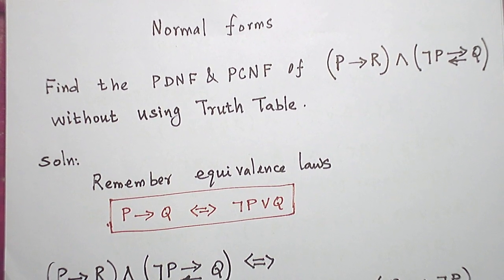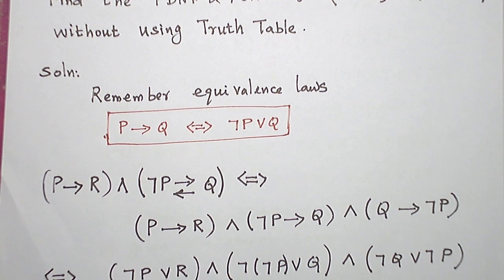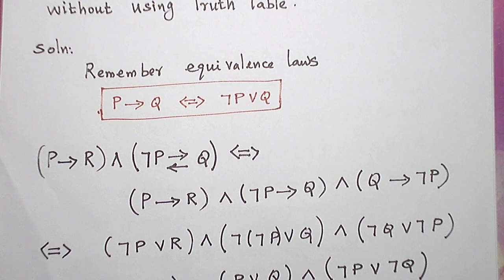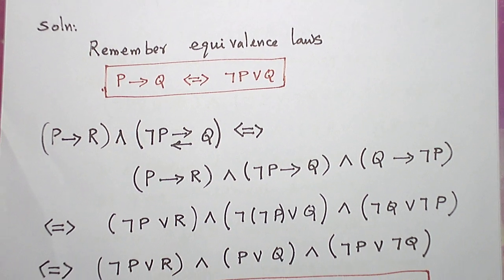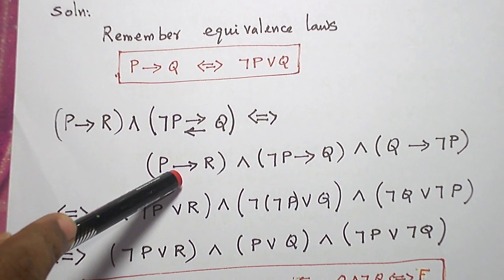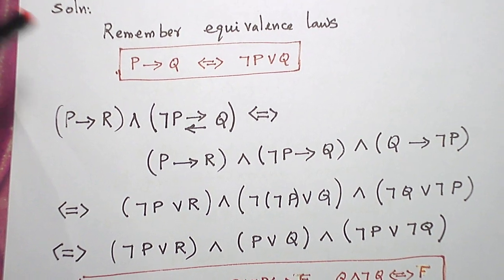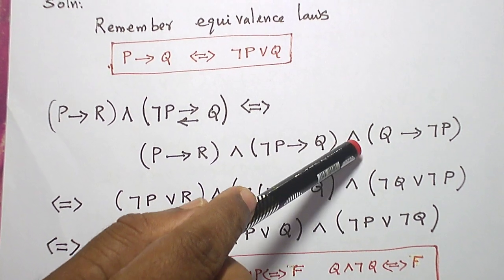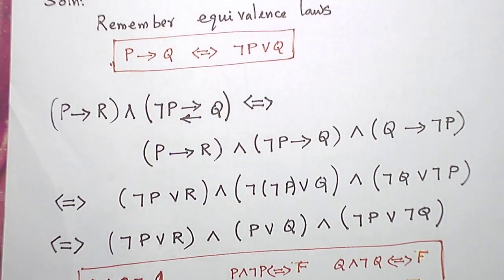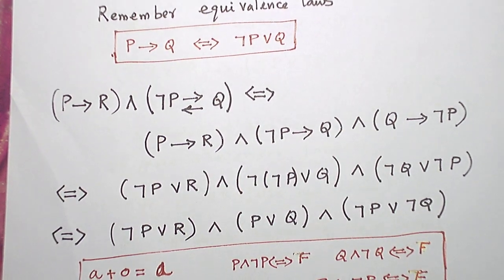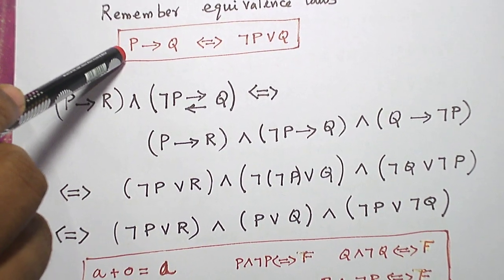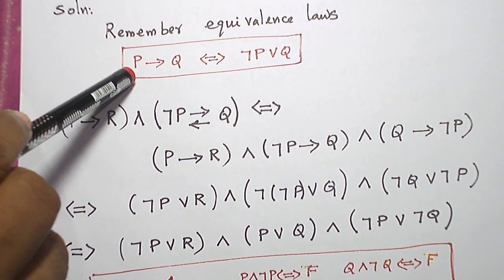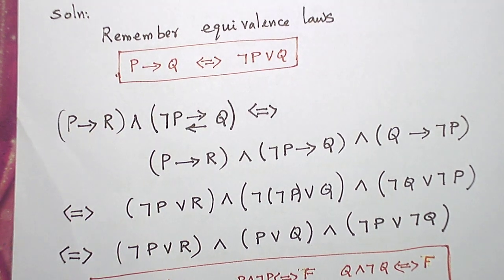First, let me start with the given statement formula, P conditional R and negation P biconditional Q. Now, P conditional R, I write it as it is. What is the definition for biconditional? A biconditional B is A conditional B and B conditional A. This is the definition for biconditional. Let me use it. And what is the equivalence law for conditional? P conditional Q is equivalent to negation P or Q.